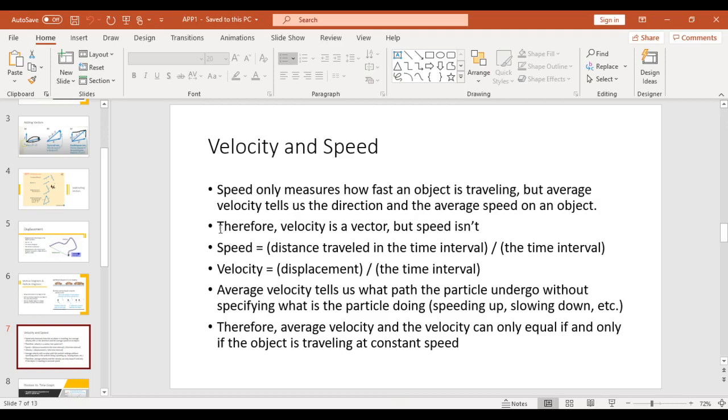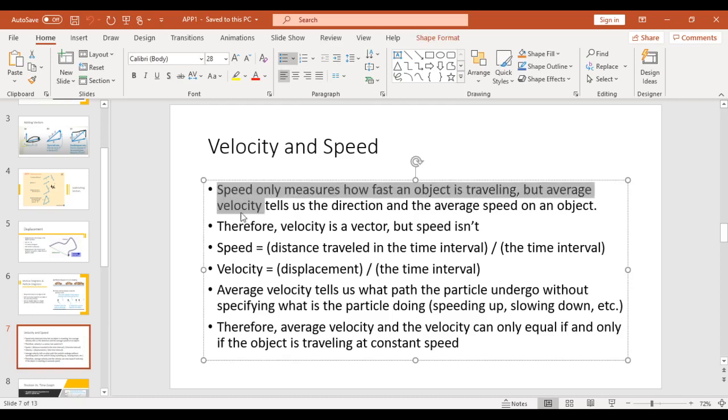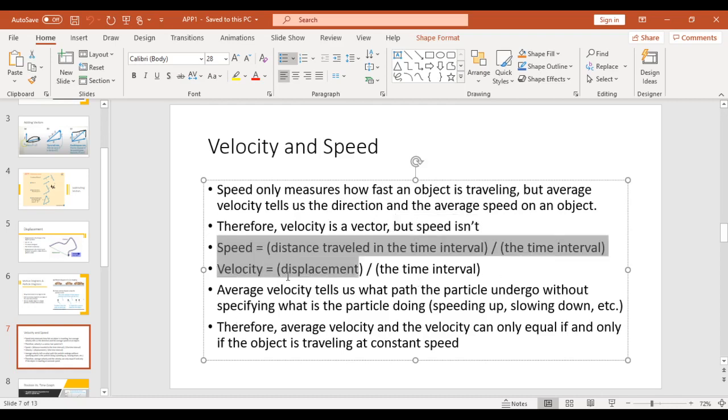So now that we've discussed the difference between speed and velocity, you can understand that velocity is a vector, right? Because what did I say here? It's a direction plus the speed. So that's the magnitude, right? But speed isn't a vector because it doesn't have a direction, right? So now, because of that, we have two separate equations to tell us about these terms right here. So speed is the distance traveled over the time interval, right?